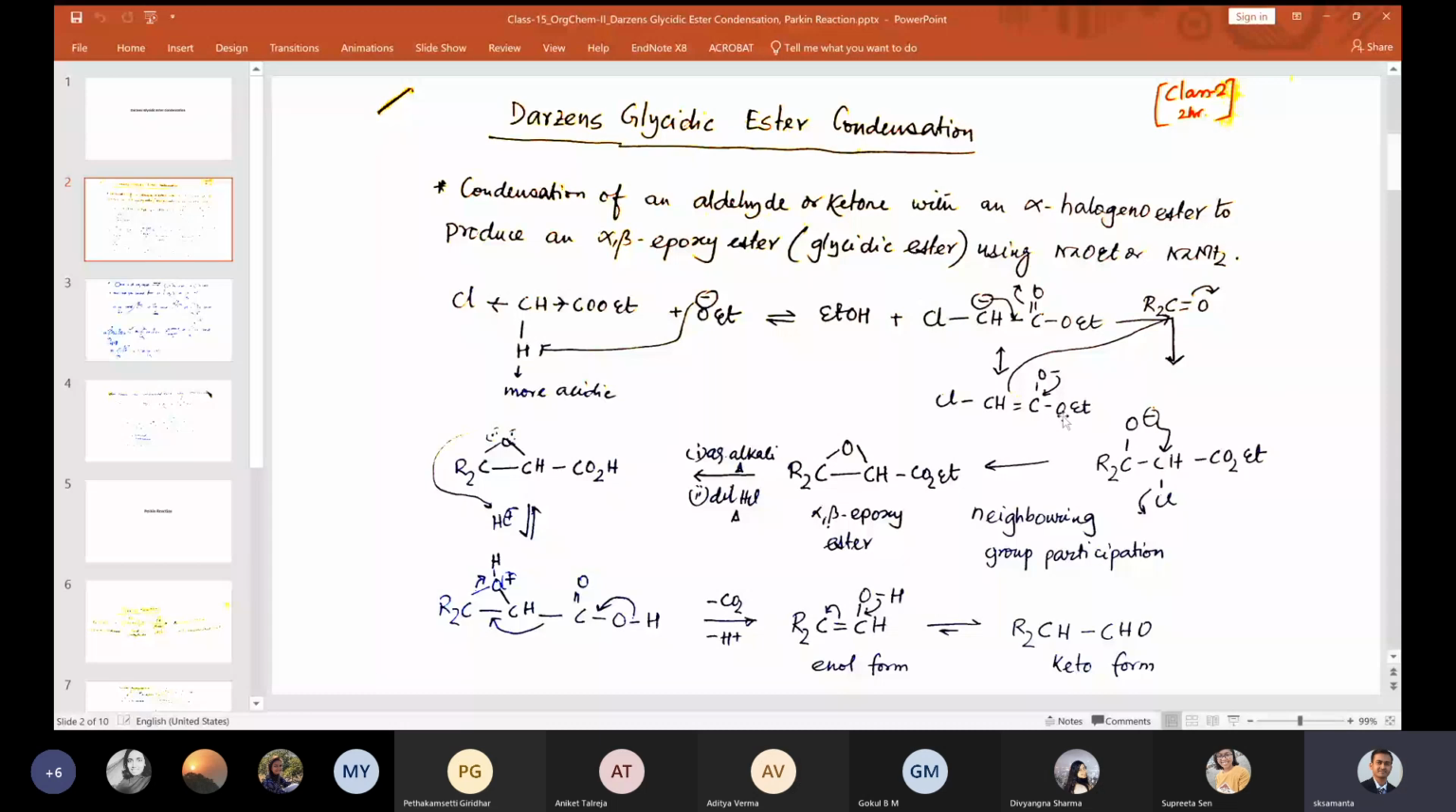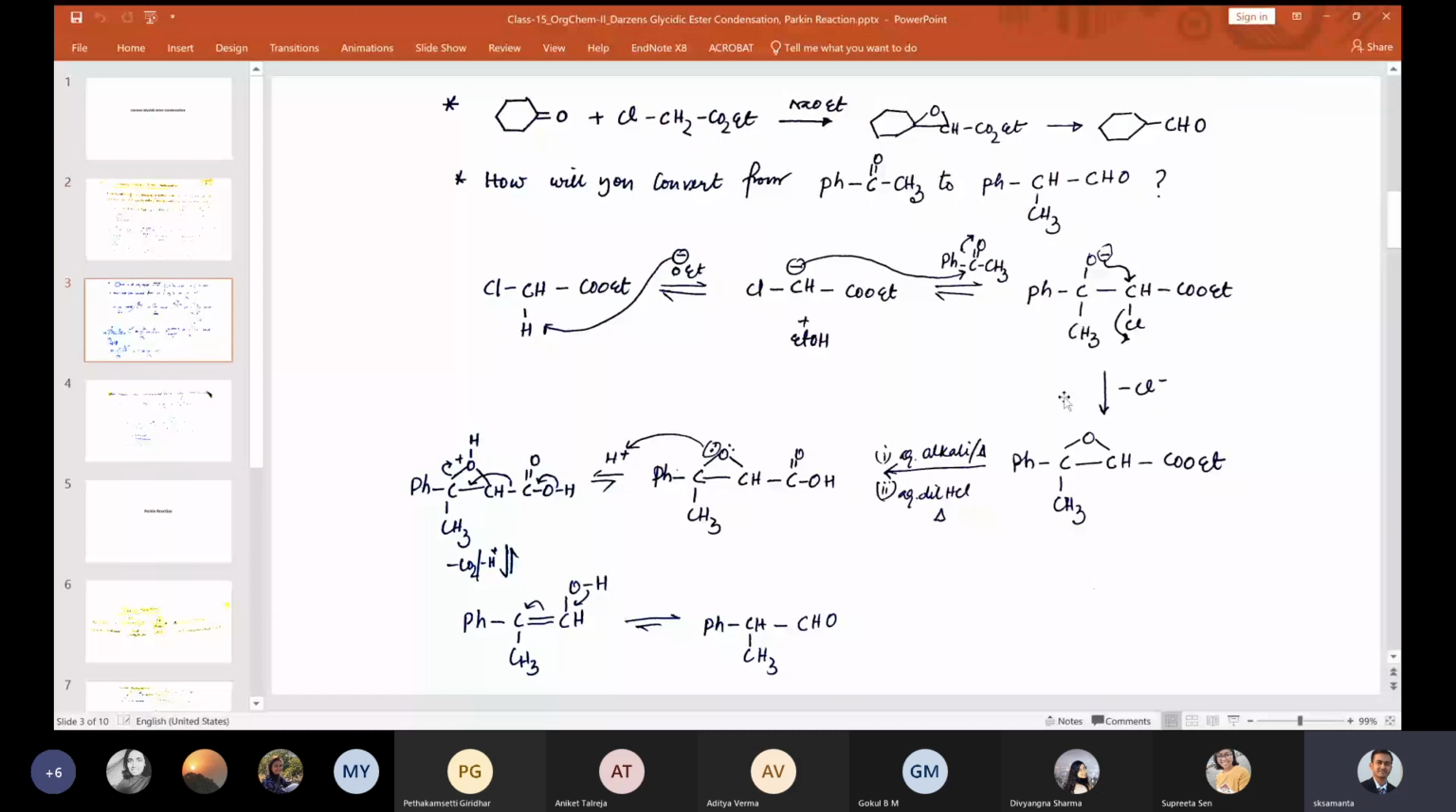The first problem here is, let's say you take cyclohexanone. So what we have seen in cyclohexanone, if you treat with alpha halo ester like alpha chloroethyl acetate in presence of sodium ethoxide, then what would be the product? This keto group will be replaced by a CHO group. That would be the product. By what kind of intermediate? By this kind of epoxy ester intermediate or the glycidic ester intermediate. And finally, you will get this compound. Now you can do the mechanism. That would be your homework. You can do the mechanism of this reaction.